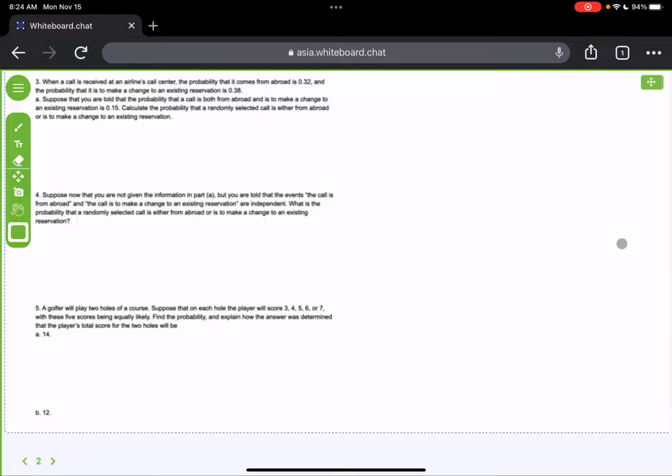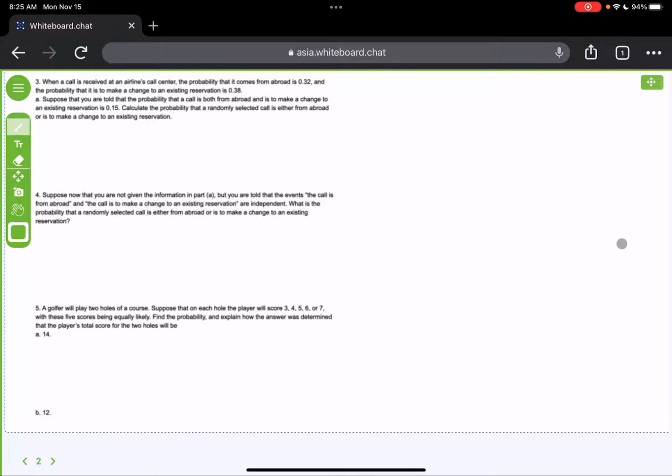A says, suppose that you are told that the probability that a call is both from abroad and is to make a change to an existing reservation is 0.15. Calculate the probability that a randomly selected call is either from abroad or is to make a change to an existing reservation. So, whenever we're talking about either or, right? Okay, let's label these.